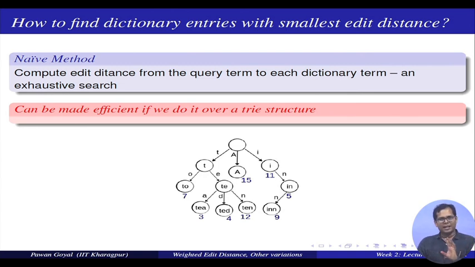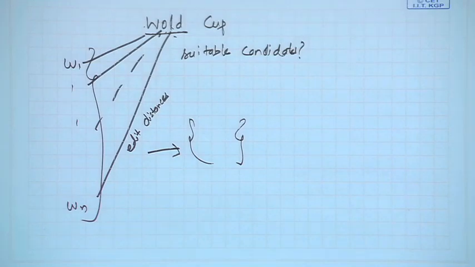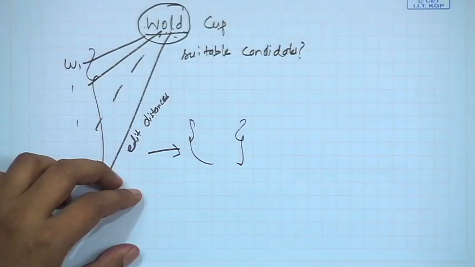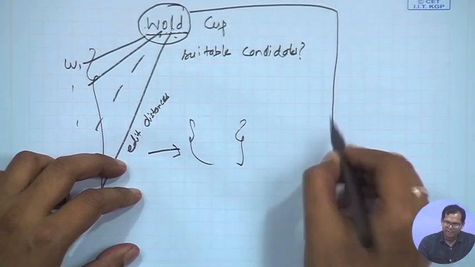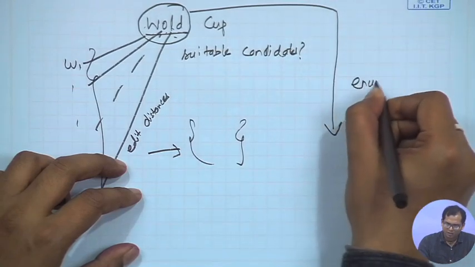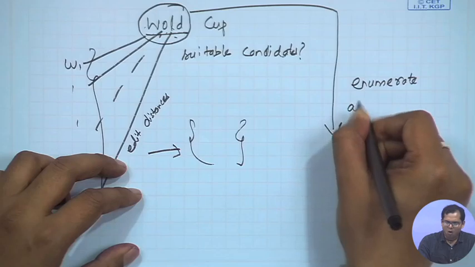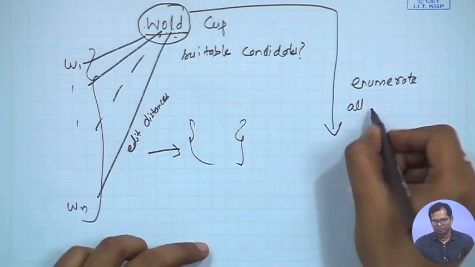But again, it requires you to do a lot of computations with respect to all the words in your vocabulary. What can be other possibility? The other possibility, if you think, would be: instead of trying to find the edit distance of this error word to all the words in my dictionary, can I start from my error word and try to enumerate all possible words within some edit distance?